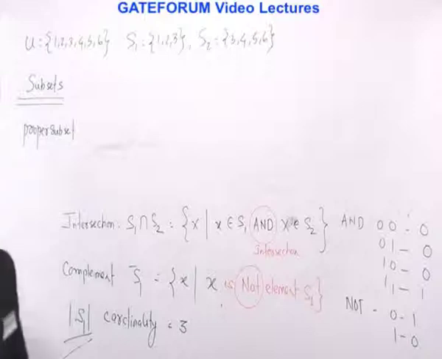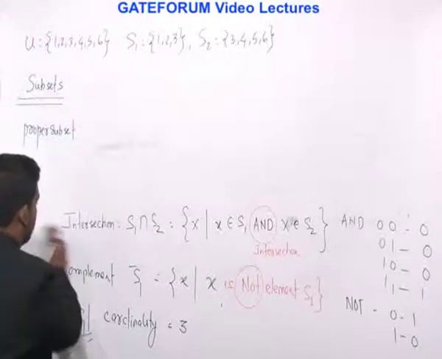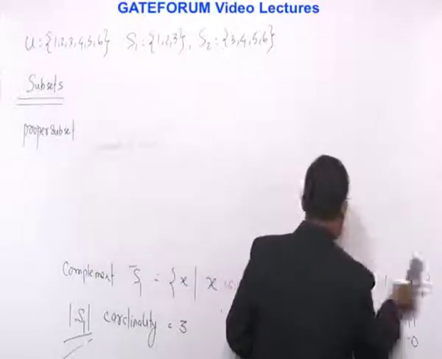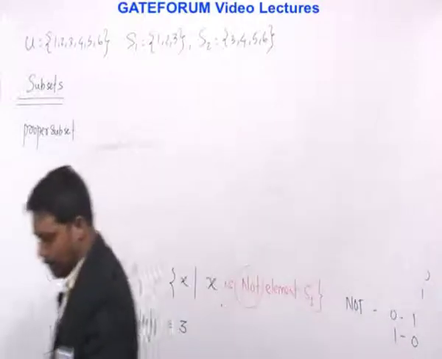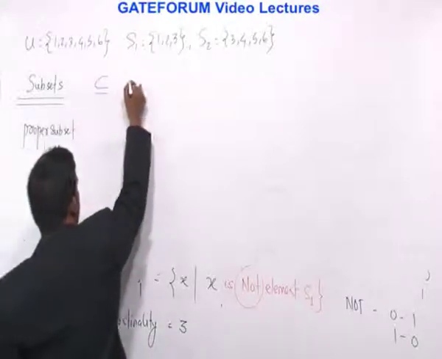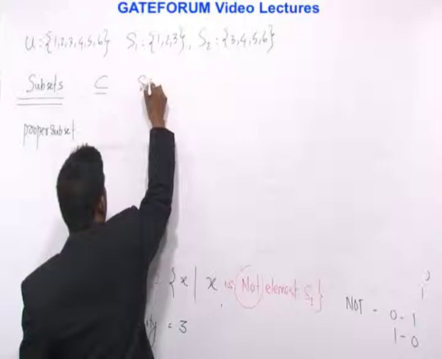Now I'm not interested in the definition. I'll just give you some examples and a few things that you need to remember about subset and proper subset. Now, subset can be equal. This subset notation can be equal. Subset can be equal.